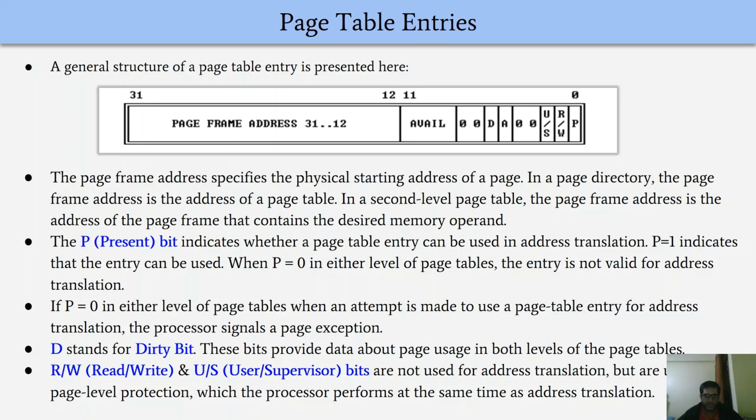The present bit indicates whether we can use this page table entry or not. If the present bit is set to 0 and an attempt is made to use the particular page table entry, the processor signals a page exception. D stands for dirty bit and tells us about the page usage, as I mentioned in the previous slides. The read-write bit and user-supervisor bit are not used for address translation, but they are for page-level protection, which the processor performs at the same time as address translation.